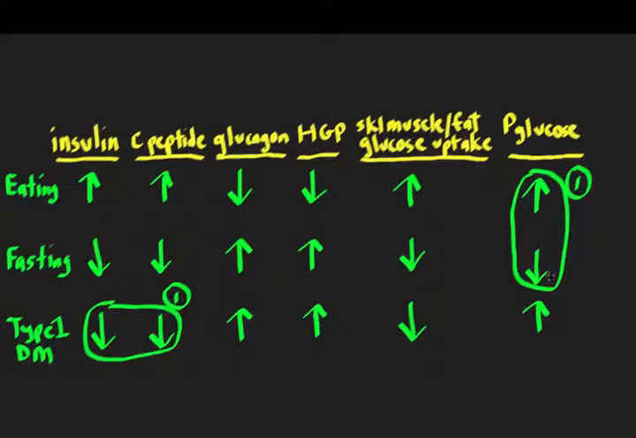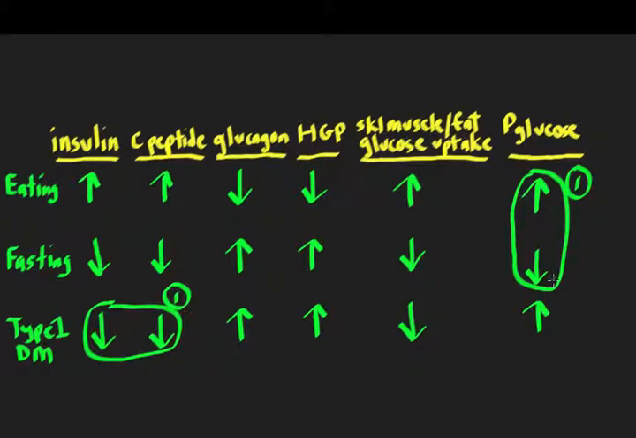And so if you know what is going on in the fasting state with respect to insulin and C-peptide and glucagon, hepatic glucose production and glucose uptake in skeletal muscle and fat, you really know what's going on in type 1 diabetes, right? The only difference is that the glucoses are different. In type 1 diabetes, the glucose is high, and in fasting, the glucose is low. That's an important thing to consider.